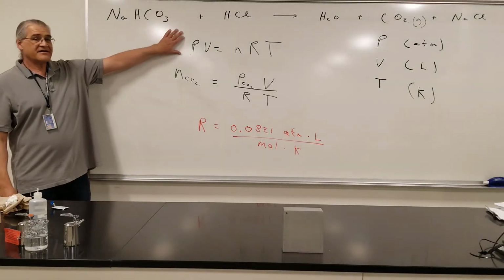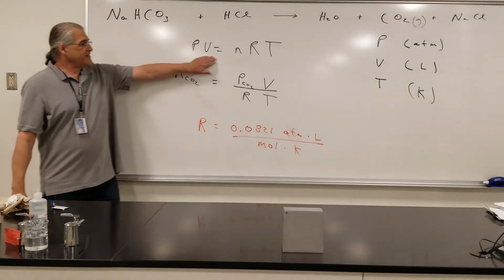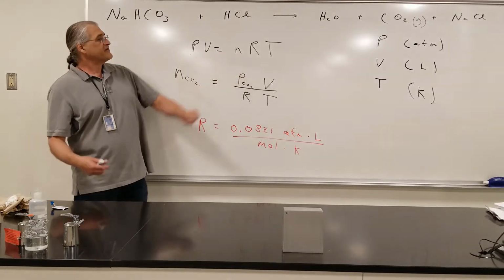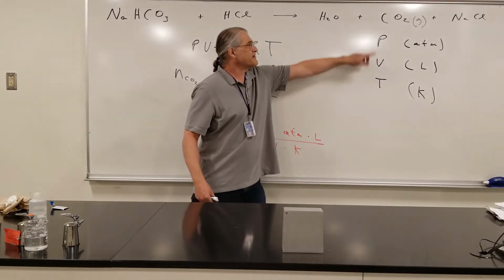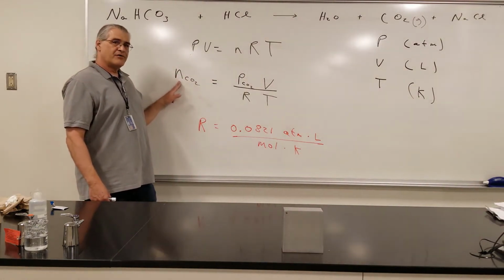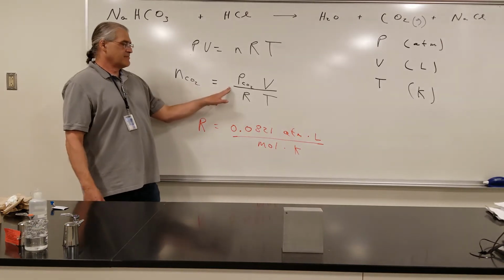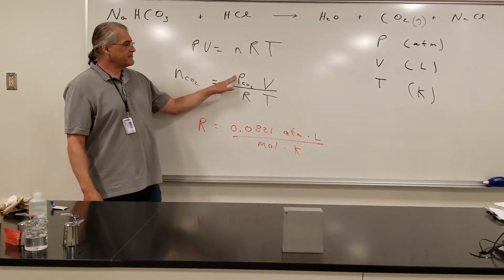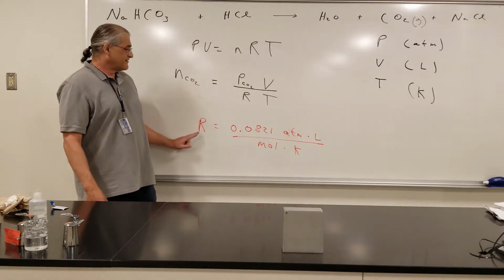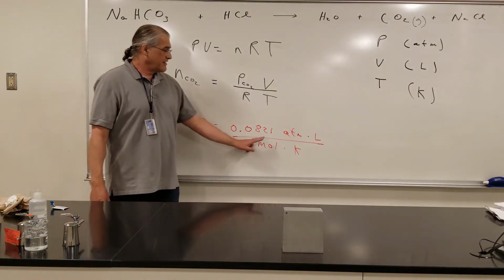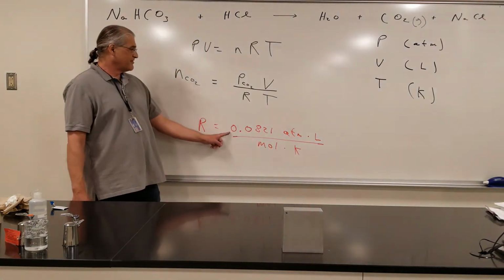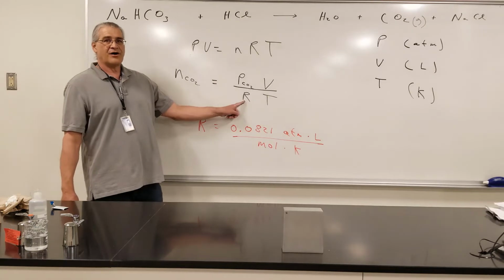Okay, here's our ideal gas law. PV equals nRT. N, of course, stands for moles. Since we're measuring the pressure, the volume, and the temperature of the CO2, we can rearrange this and solve it for the moles of carbon dioxide. We use the partial pressure of the CO2, the volume that we measured, the temperature. R is the gas constant, 0.0821 atmospheres liters per mole Kelvin. So this is the number that you're going to be sticking in here for R.